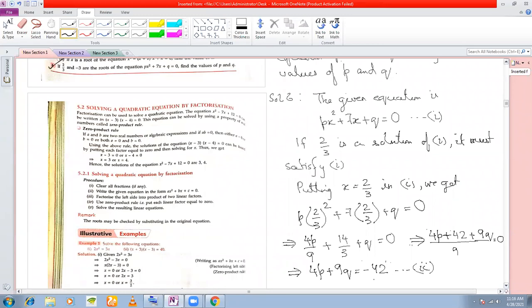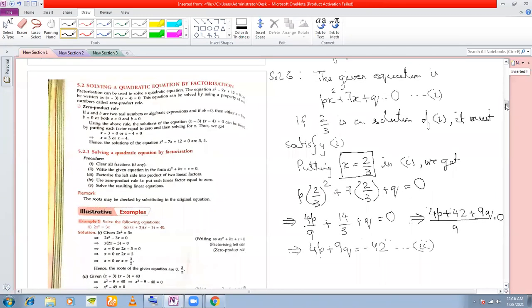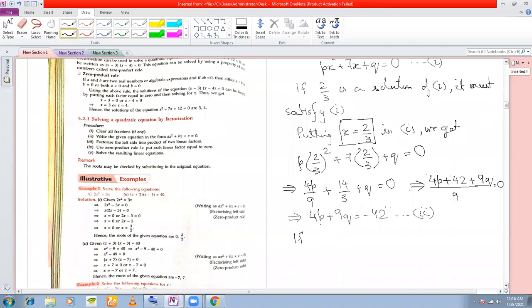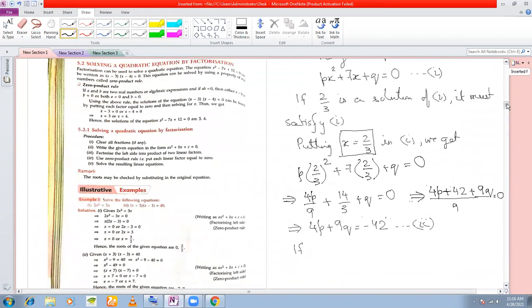You are getting a simultaneous equation here. Once you put x is equal to 2 by 3, you are getting one simultaneous equation. Similarly, what is the next root that is given to you? The next root that is given to you is minus 3. Now, once you put minus 3, you'll get another simultaneous equation. So what you do is, you write if minus 3 is a solution of 1, that is the given equation, it must satisfy 1.